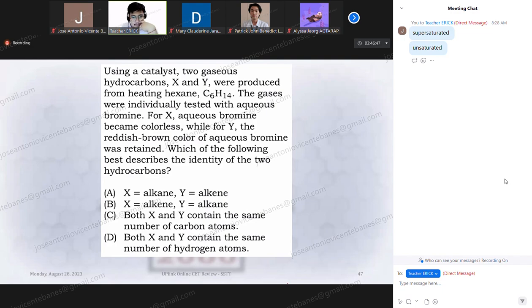Now, the first idea here is we don't know the amount of carbon and hydrogen atoms. We don't care about that one since this is not given. Since this is not given, then we only have two choices left. But based on the situation, for X the bromine became colorless and for Y it stayed the same. Now, if that is the case, which is more sensitive, X or Y? Since X became colorless after the reaction, while Y maintains the reddish-brown color of the bromine, then X is more sensitive, as I said earlier. Then X is the alkene, and Y is the alkane.